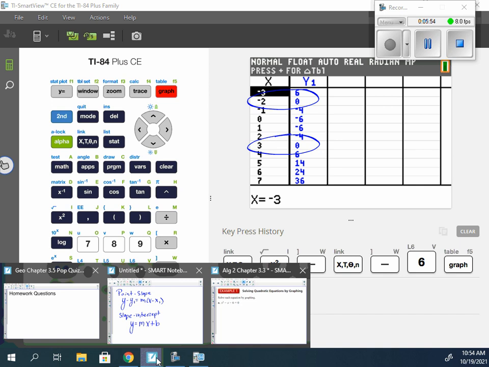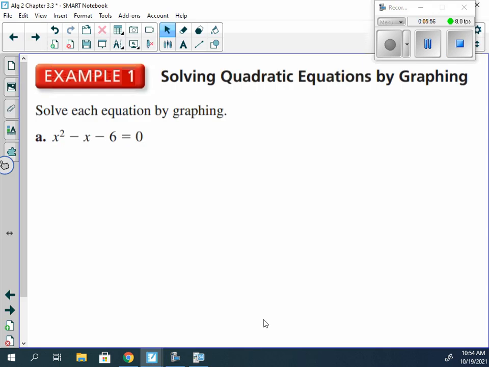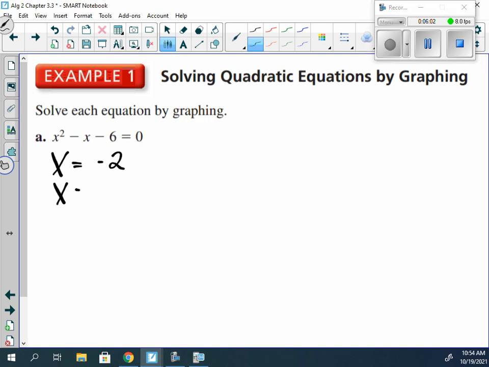So that means I can come back over here, and we can really say that the solution is x is equal to -2 and x is equal to 3, because the two spots where the y value was 0, the x values were -2 and 3.